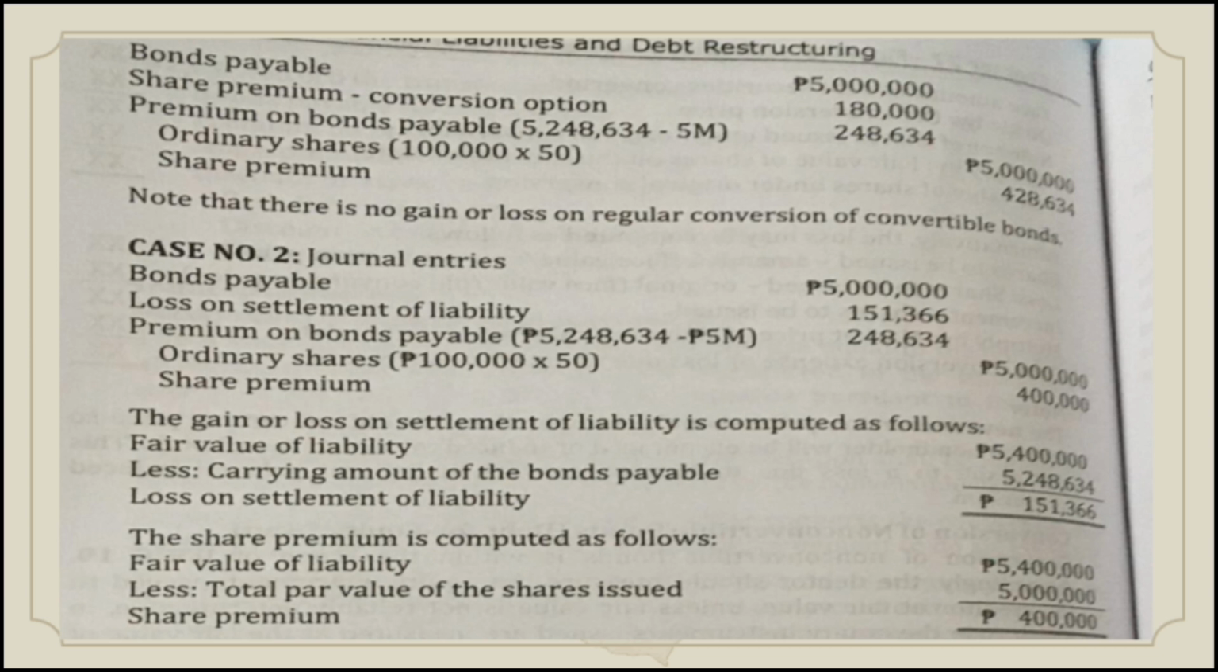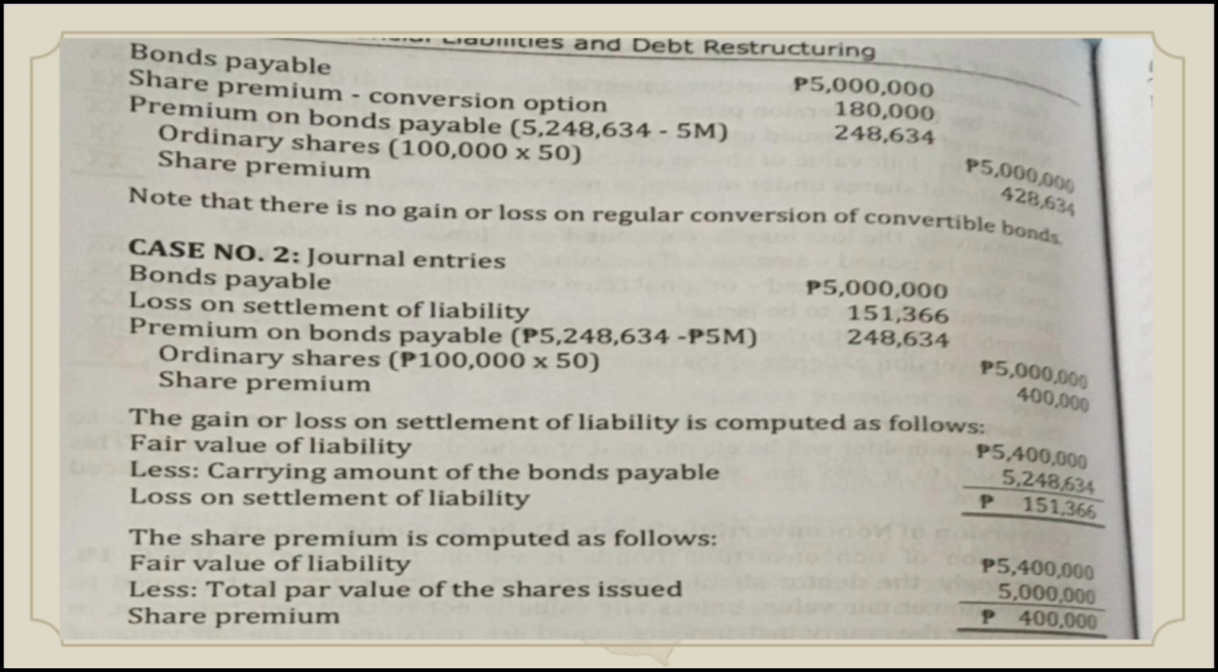And then, credit ordinary shares. So, for ordinary shares, as stated here, it's 1,000 pesos face value, 12% bonds payable with a carrying amount of 5,248,634 pesos converted for 100,000 ordinary shares. So, the bonds are converted into 100,000 ordinary shares with a par value of 50. So, to get the ordinary shares, we multiply the 100,000 by the 50 pesos par value. So, 100,000 times 50 is equal to 5 million.